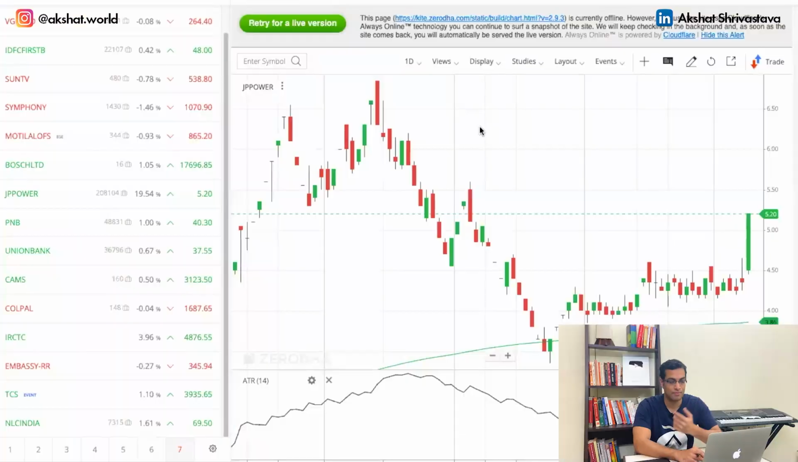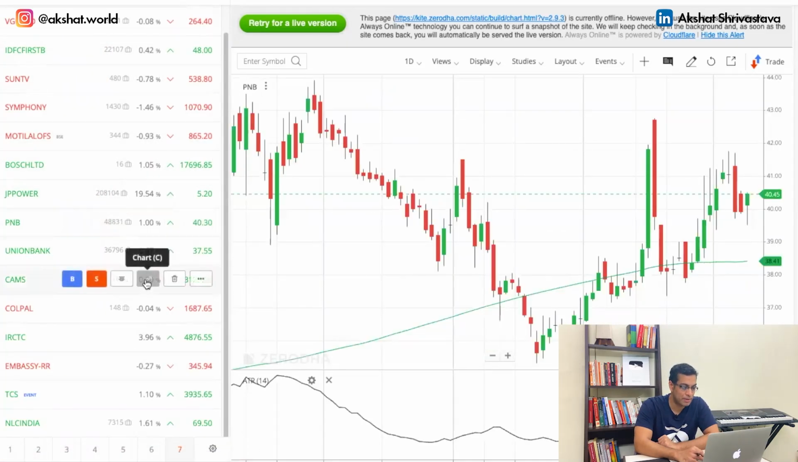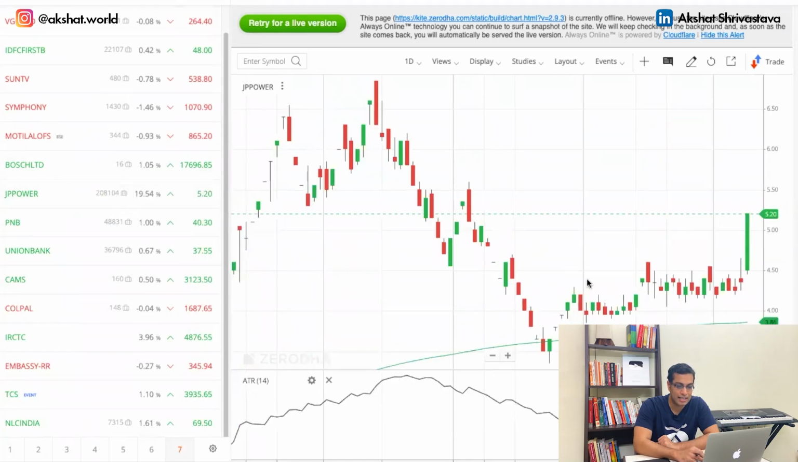So let me first and foremost tell you what candlesticks are, right? When you go on your Zerodha account or any of your trading accounts, this is what you will see. You will see a list of stocks. If you click on the chart, for example, if I click on the chart of, let's say, JP Power, then these red and green things that I see are candlesticks.